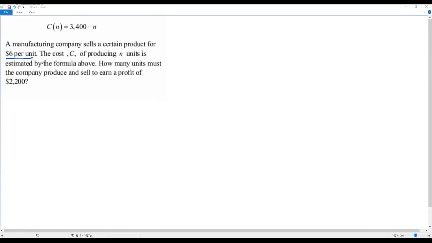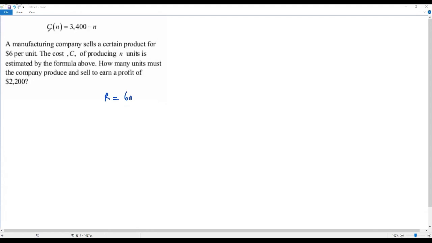Okay, then how much money will we get by selling n units of the product? For that, we have to multiply the number of units n and the selling price of 1 unit, that is $6. So we get 6n, that is 6 times n. Actually, the money we get through sales is called revenue. So here this 6n is the revenue, that is the money we get through sales.